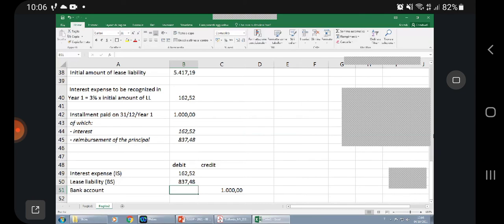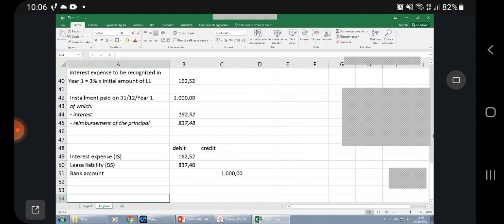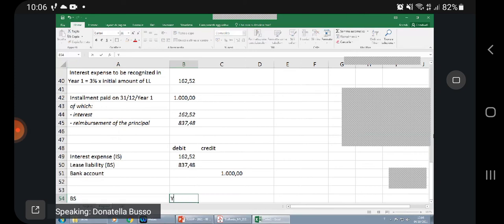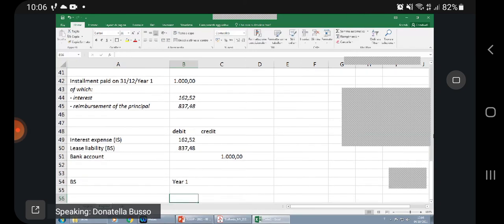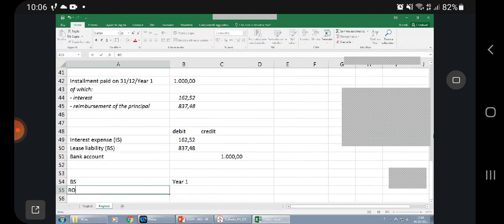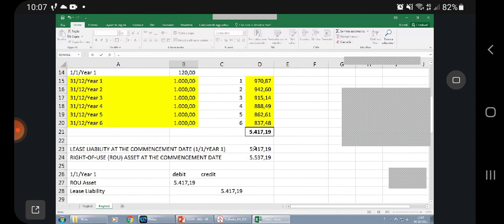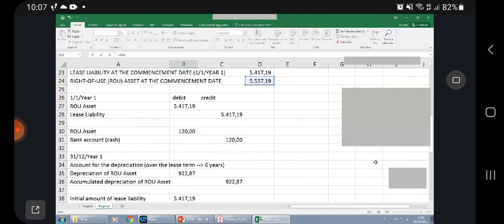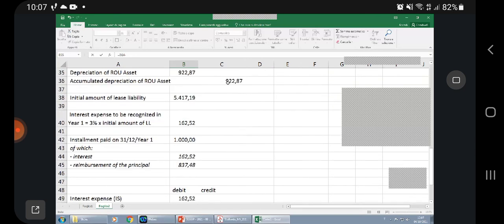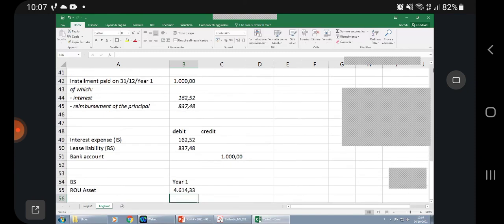So in the balance sheet, year 1, we have the right of use asset at an amount that is equal to the initial amount of the right of use asset minus the accumulated depreciation. We are at the end of the first year, so we have only 1 year of depreciation.